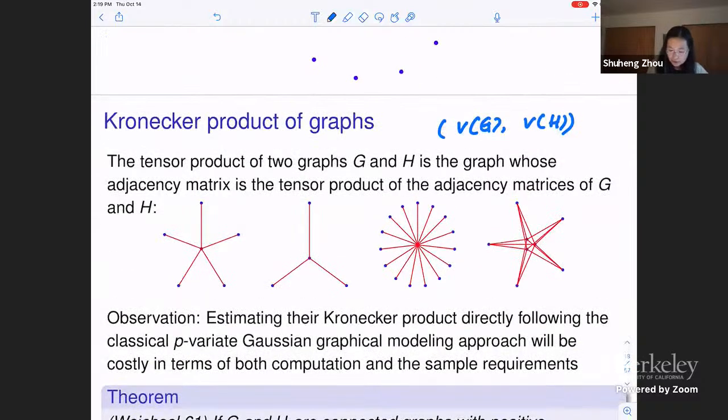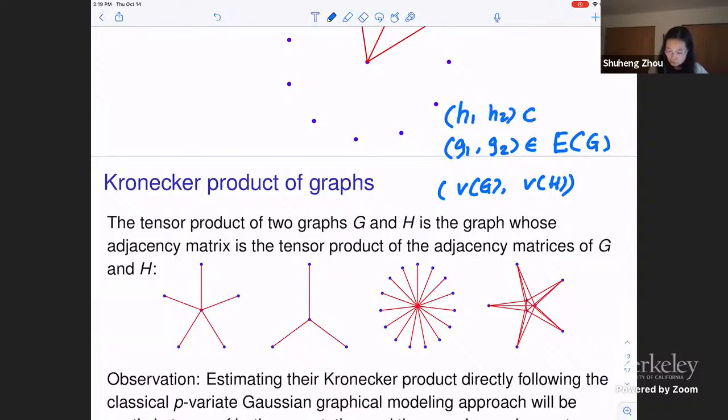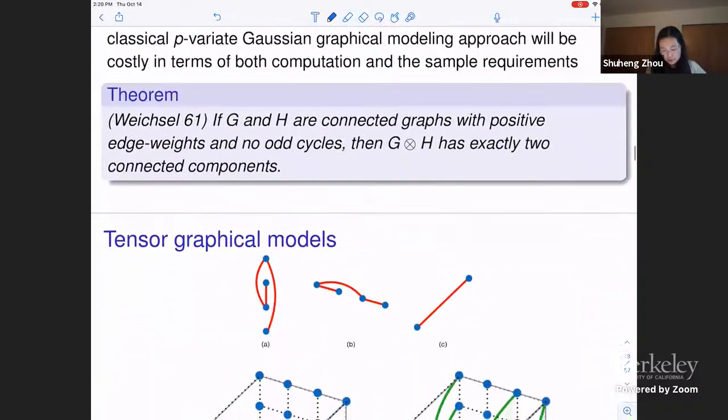So for example, we can write this as G1, G2 originally belongs to E of G. And then if H1, H2 belongs to E of H, then in the new graph, (G1, H1) will be adjacent to (G2, H2). Of course, you can read this connectivity description from the adjacency matrix corresponding to the Kronecker product of the 2 adjacency matrices for G and H respectively.